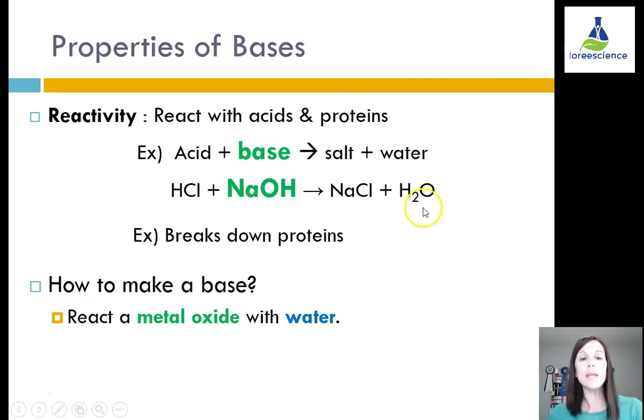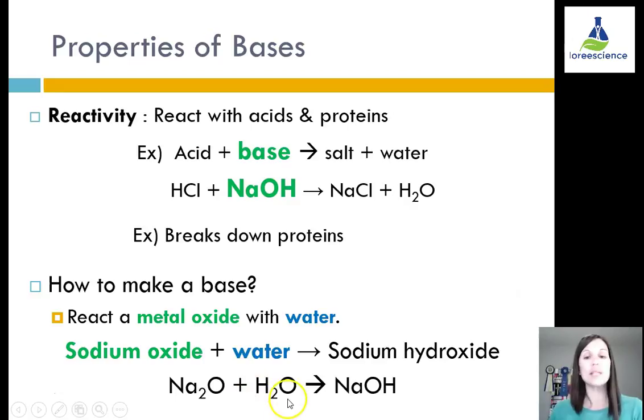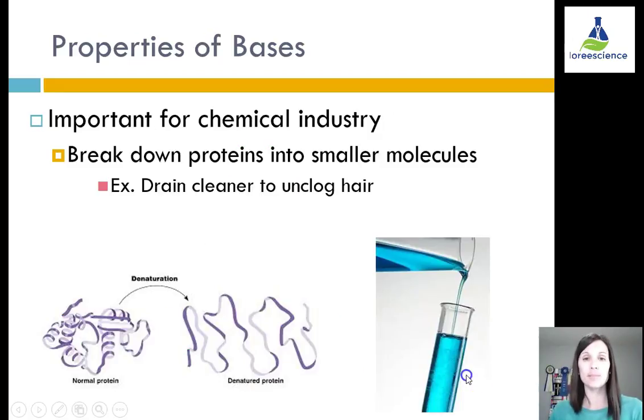So how is it that we make a base? In this case, we take a metal oxide. So one of the metals combined with oxygen as a compound and combine it with water. So for example, sodium oxide and water will yield the base sodium hydroxide. Na2O plus H2O will yield NaOH.